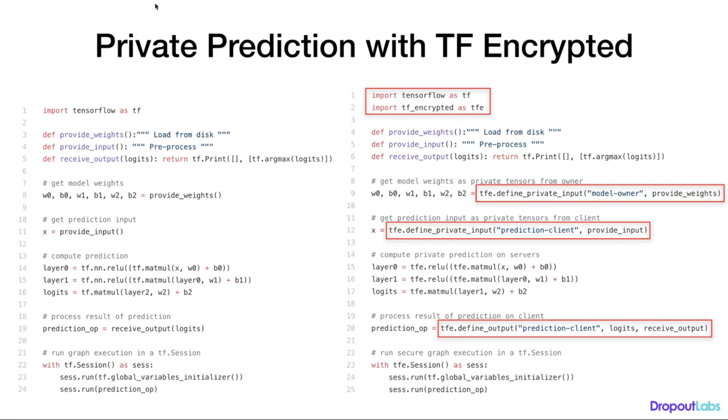Likewise for the input, we're saying that instead of calling provide input directly, call it on the machine of the prediction client, where again, you can do any pre-processing of the image you want to. And once you're done with that, instead of sending that directly into the prediction service, send only secret shares of this input into the prediction service. So again, X here is going to be secret shared values.